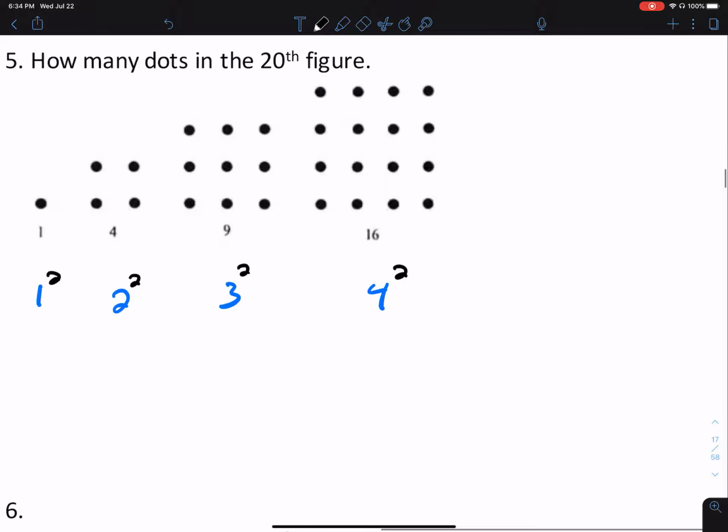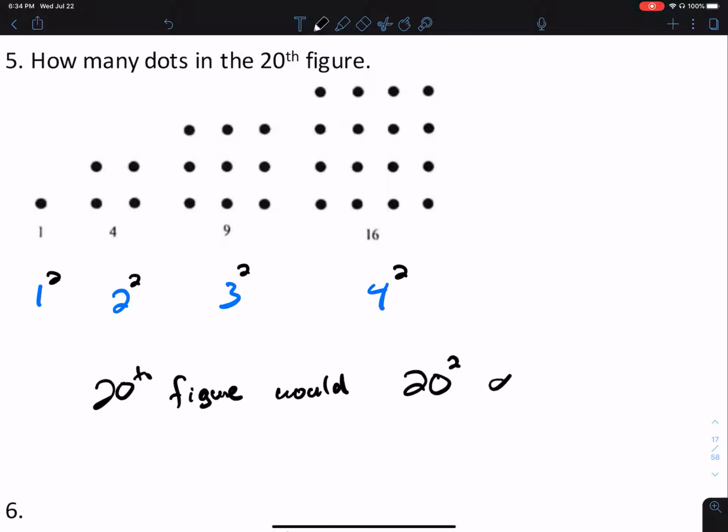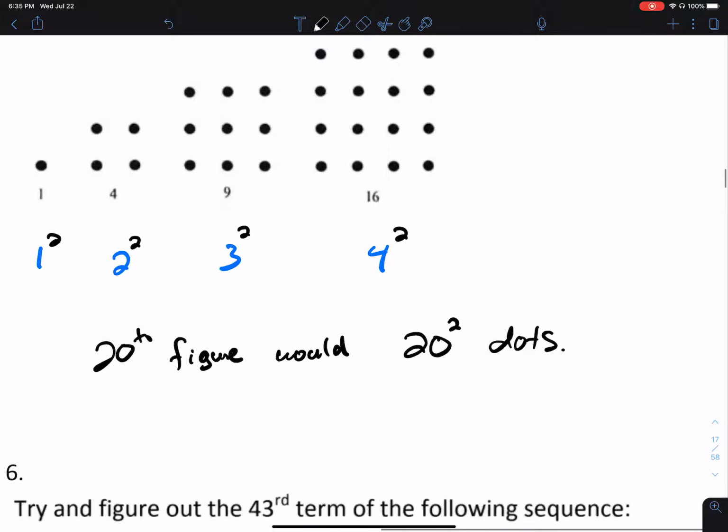So the 20th figure would have 20 squared dots. Now, if you want to multiply 20 times 20 and get 400, you can do that, or you can just write it as 20 squared. That is cool with me.